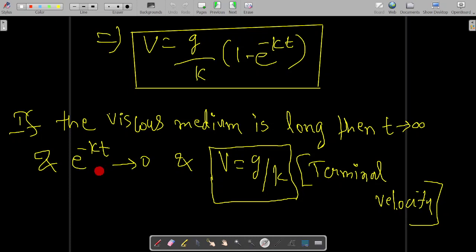And this term, as it is 0, then what will happen? V equal to g by k. That is your terminal velocity. That will be the maximum velocity attained by the object.